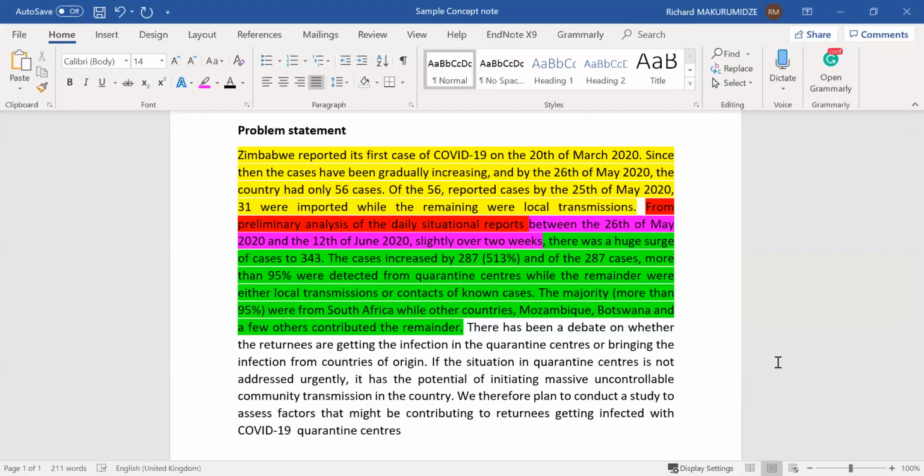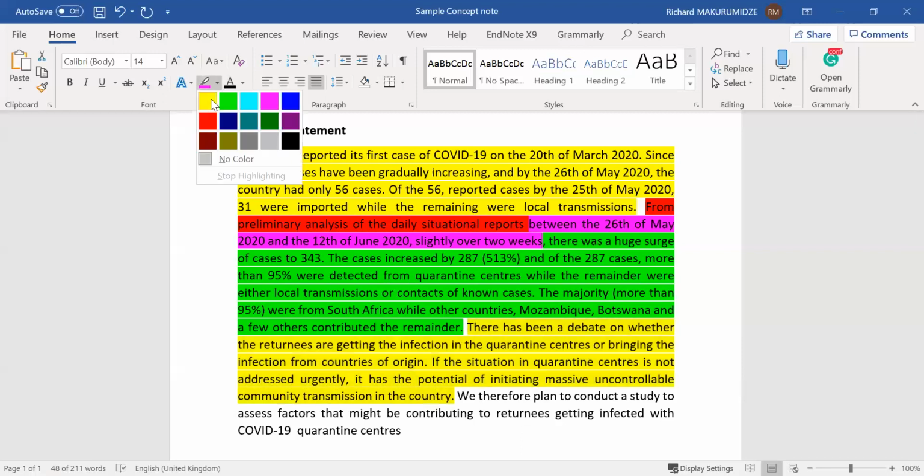So remember, the next stage, you tell us your data source, you tell us the period which you are looking at. You then put figures to try and quantify your problem statement. And that's it. Then if you check the last part, from here up to here, which I'm highlighting again, this part which I'm highlighting.